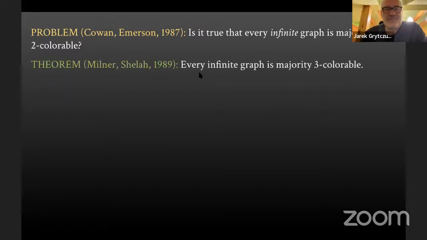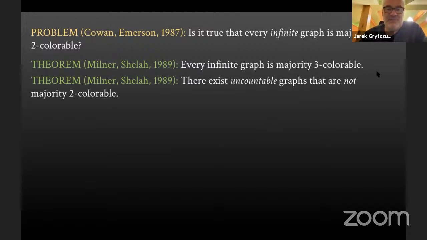And it was proved by Milner and Shelah that every infinite graph is majority three-colorable. So one color more is needed for infinite graphs, but okay, is it needed? Yes, it is needed for some graphs. So they not only proved this upper bound, but they also constructed an example of a graph that cannot be majority two-colorable, but this graph is uncountable.